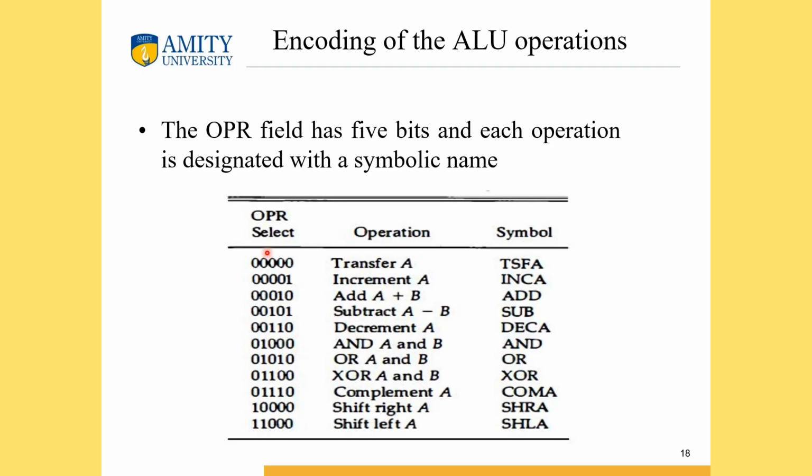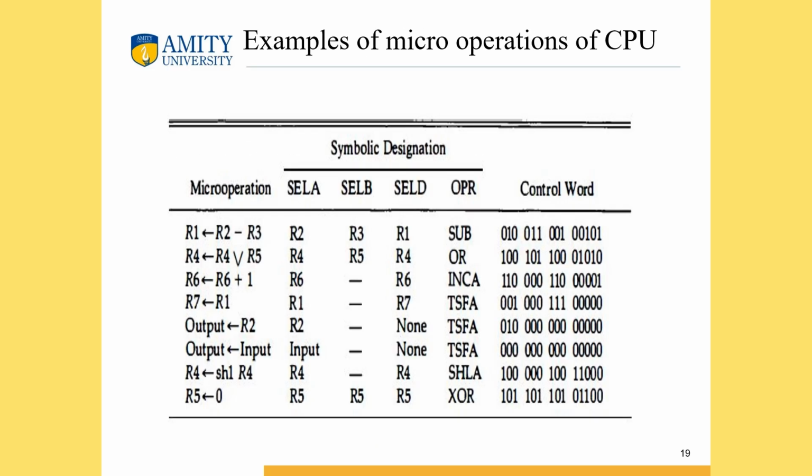The ALU has the following encoding, where the OPR is 5 bits, and these are the operations that can be performed for each different unique pattern of the bits. So this is an example table that is showing you a specific control word, and on the basis of that control word what operations are performed and which registers are selected.